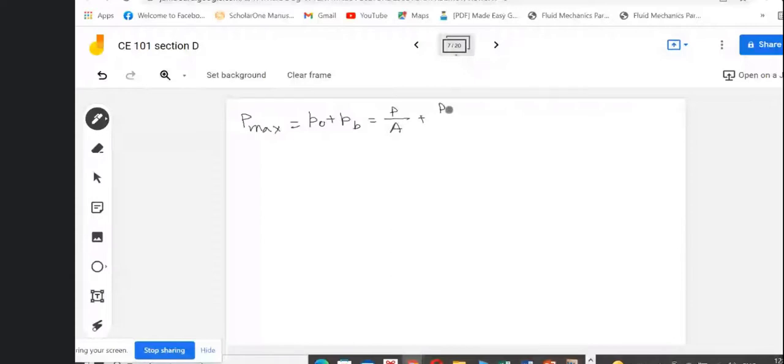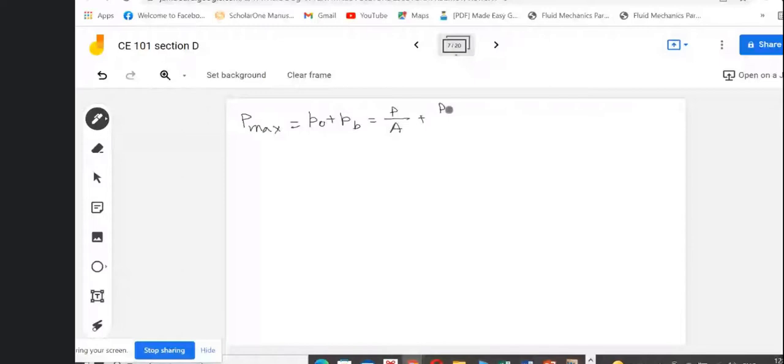Condition 1 says if this P naught is greater than PB, what happens? This will be positive because both are summed up, so this is positive. This P minimum, as this portion is greater than this, will also be a positive value. So how can we draw that?